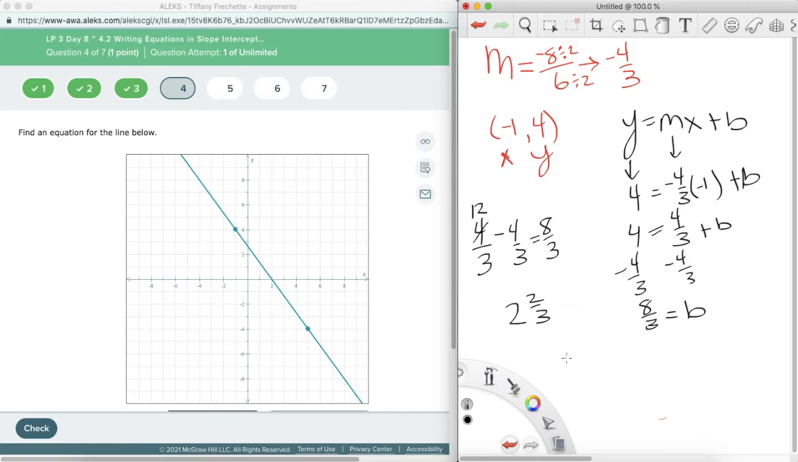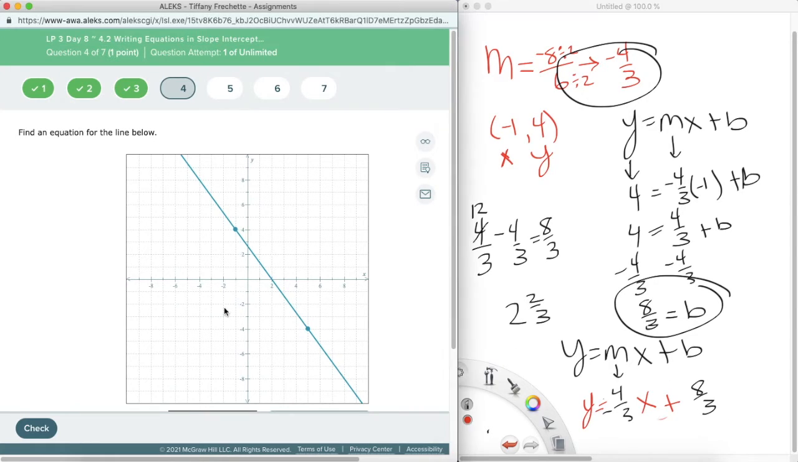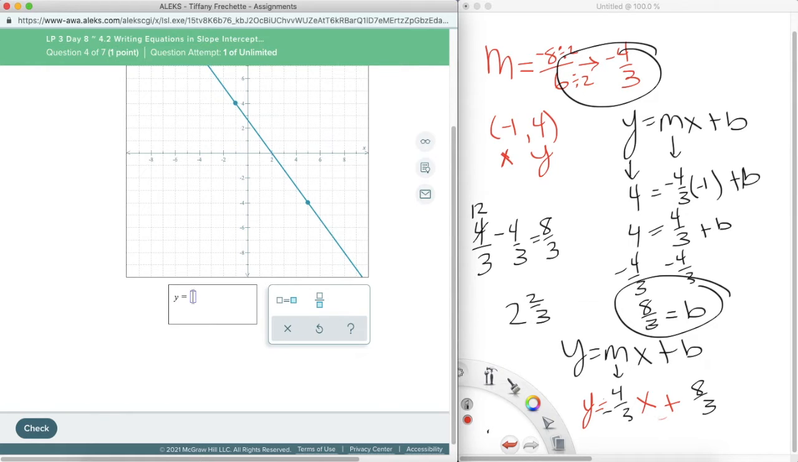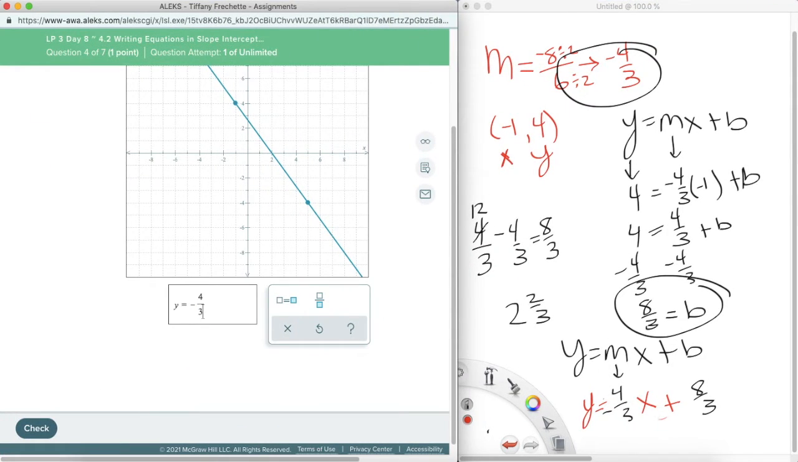All right, let's go back to this equation because we actually have to put it in the equation now. I have my y-intercept, I have my slope. So I have -4/3 and I have 8/3, and I'm going to put the rest of this in here. y equals -4/3 x plus 8/3. So it's not minus because it's not a negative 8/3. Now if we go down here and enter y equals -4/3 x plus 8/3, let's see what this does.